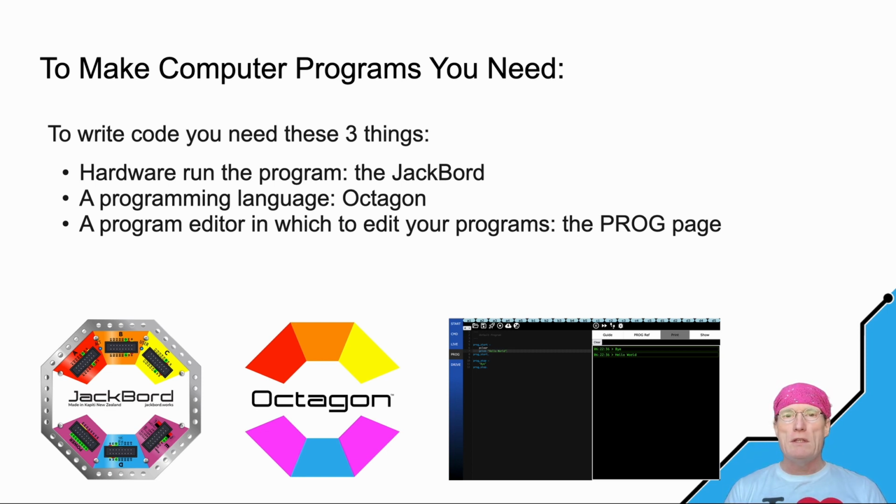The second thing you need is a programming language, and this has to be a language that your hardware understands, because if it doesn't understand it, you can't program in it. And in our case, it's going to be Octagon. And then finally, to make life a lot easier, you need an editor which will help you to do your programming. In the case of the JackBord, that's the program page on the dashboard. So now we'll look at each one of these in turn and just get an idea as to what they are.